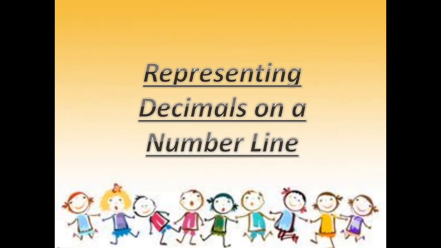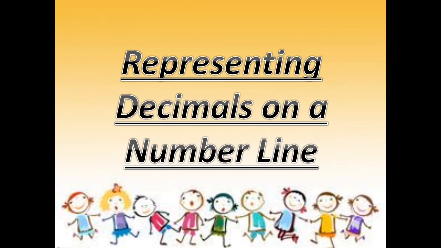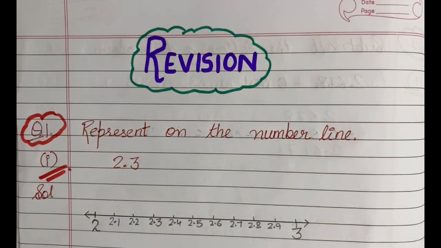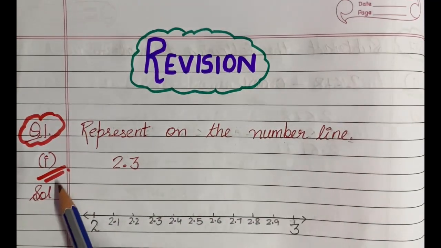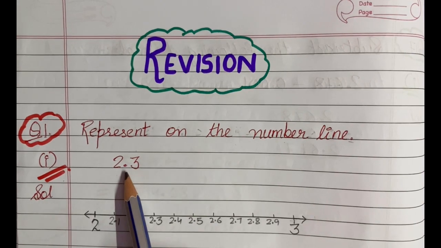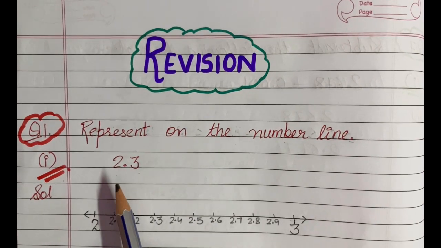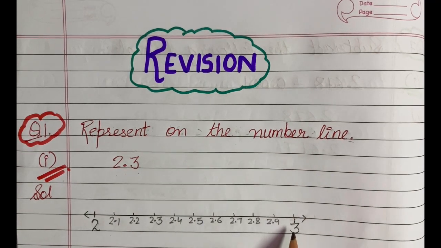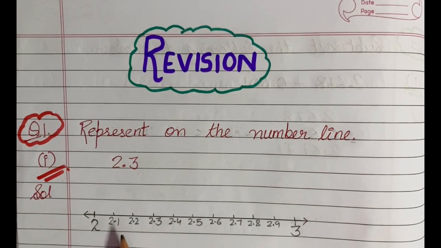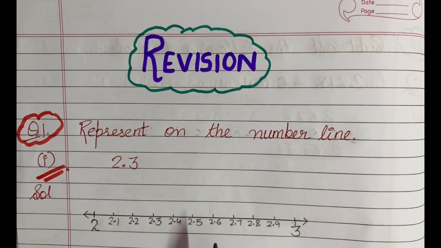Is representing decimals on a number line. Let us see this with the help of some questions. Question says that represent on the number line, and the first part is 2.3. Now students, 2.3 means the number will lie between 2 and 3. So we will divide this unit 2 to 3 into 10 equal parts.